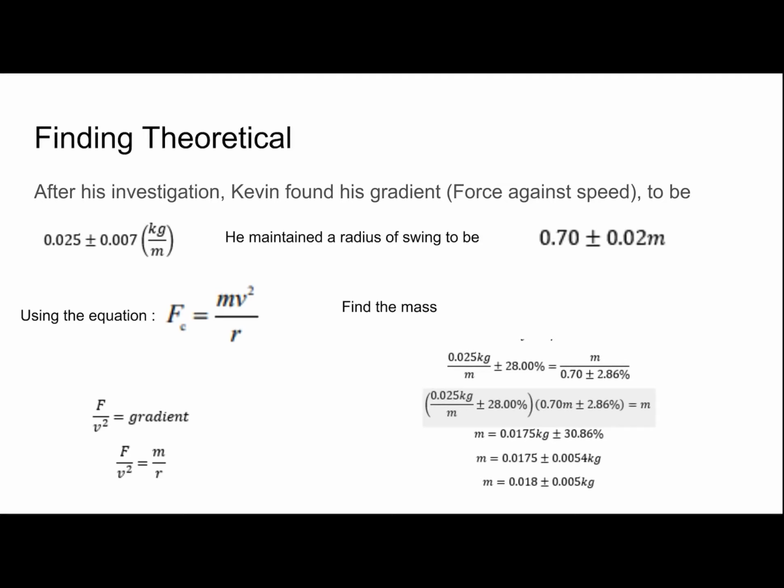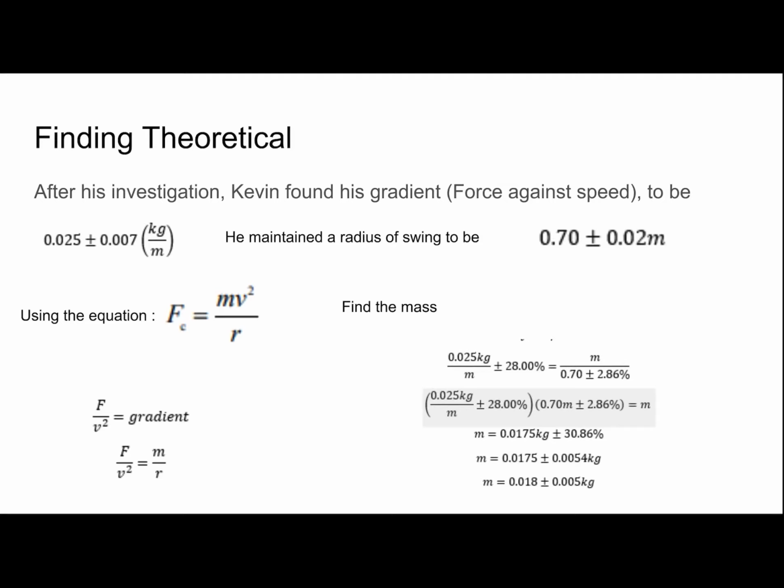And that's why I converted both of them to percentage uncertainty, so we can add them. So once we move r to the other side, we'll have 0.025 plus or minus 28% multiplied by 0.70 plus or minus 2.86%, and that equals our mass. So our actual value is just 0.025 times 0.7, which is 0.0175 kilograms, and our percentage uncertainty will just be 28 plus 2.86, and that gives us 30.86%.